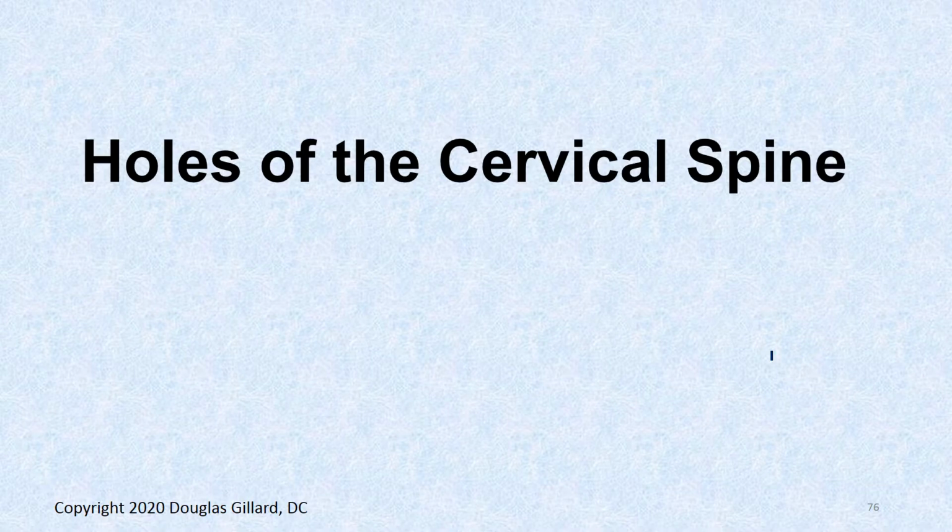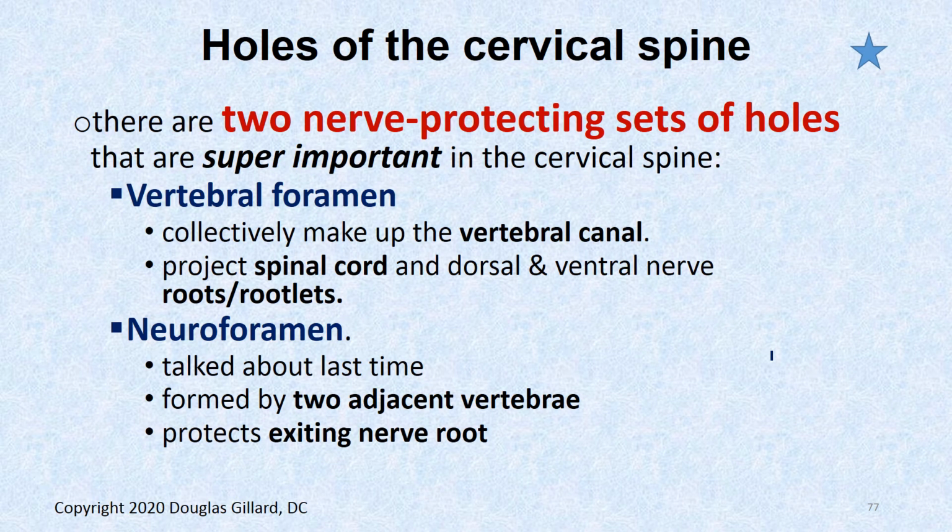Last time we talked, we just started talking about holes in the cervical spine. And we talked about the intervertebral foramen, aka the neural foramen. We didn't talk about the vertebral foramen, so let's just go through this stuff one more time here. There are two very important nerve protecting sets of holes that live in the cervical spine. And yeah, they protect the nerve. Nerves are delicate, right? So why not make bony holes? So the committee designed bony holes, and it works pretty darn good.